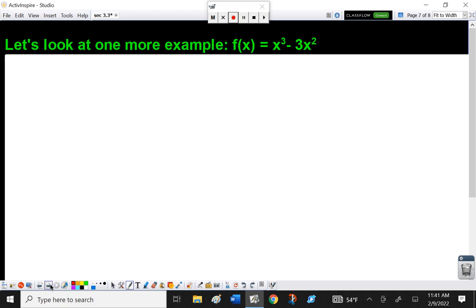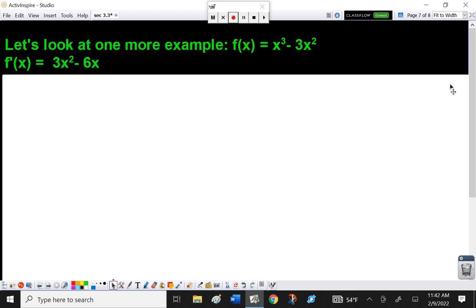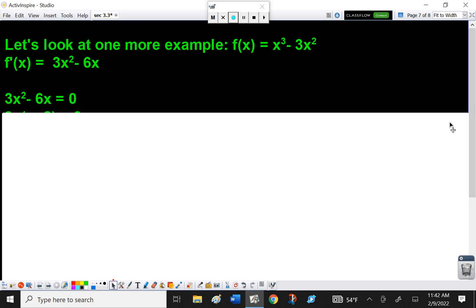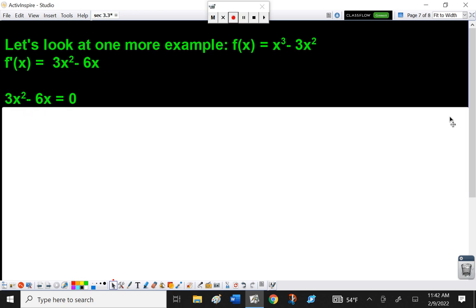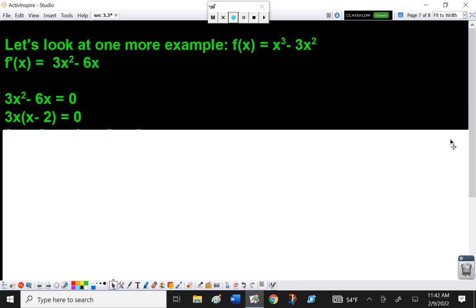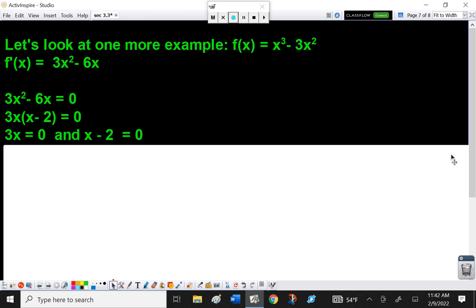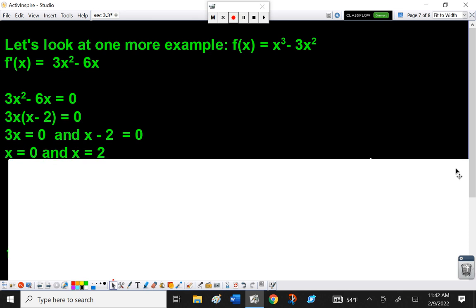Let's look at one more quick example. Let's look at f of x equals x to the third minus 3x squared. Now, first thing you want to do is take the derivative. Well, the derivative, ladies and gentlemen, of this is 3x squared minus 6x. Then, to find all critical numbers, we're going to set it equal to 0. In this one, we have to factor out a 3x. Set both of those things equal to 0. In the first case, x is equal to 0, and then in the second case, x is equal to 2.